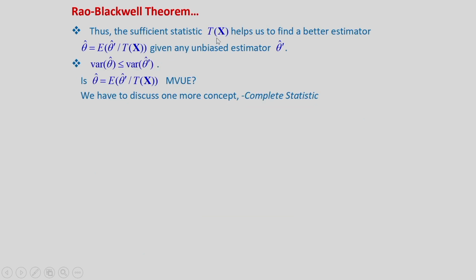Thus, this sufficient statistic Tx helps us to find a better estimator theta hat, equal to E of theta hat dash given Tx, and the variance of that estimator theta hat is less than or equal to variance of theta hat dash. But still we have the question: is theta hat, equal to E of theta hat dash given Tx, a minimum variance unbiased estimator? To answer this question, we have to discuss one more concept, that is the complete statistic.